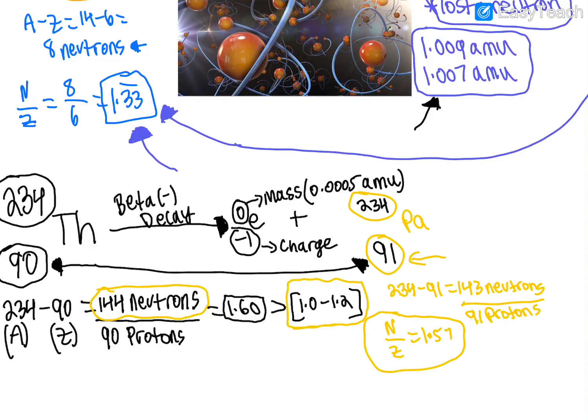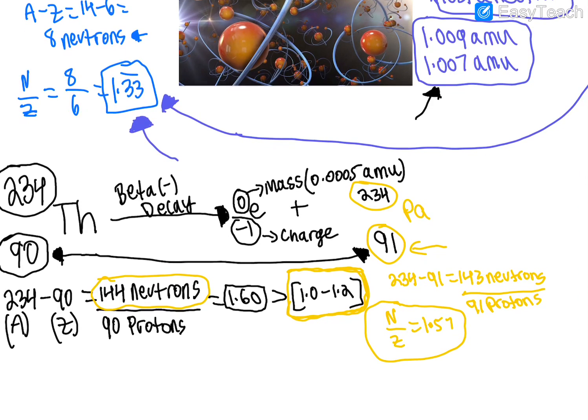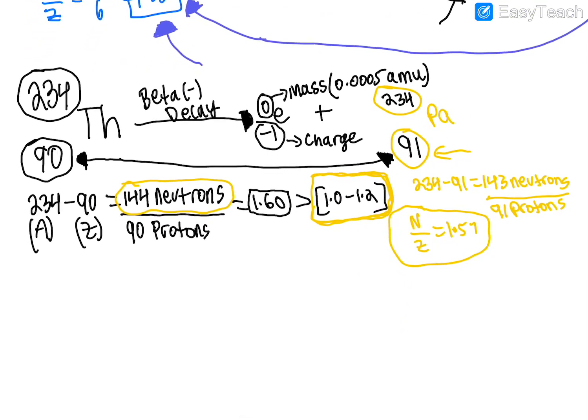Because this is the most common range when determining if the nucleus is stable or not. So what happens next is that protactinium-234 can undergo beta negative decay again, turning into uranium-234. So let's see how that's going to work. All right, so let's write down protactinium-234.